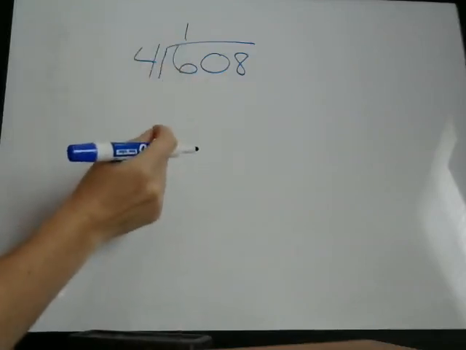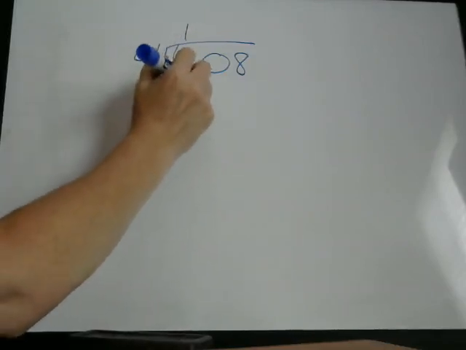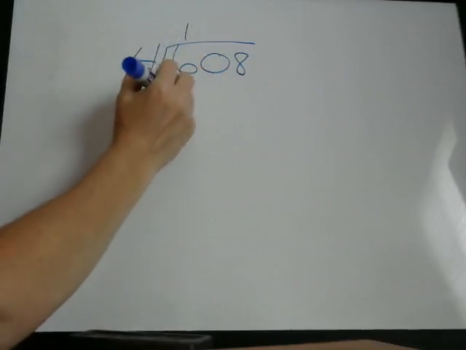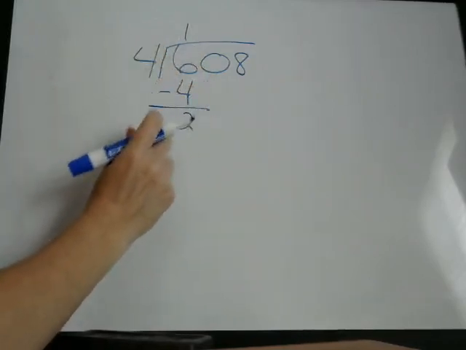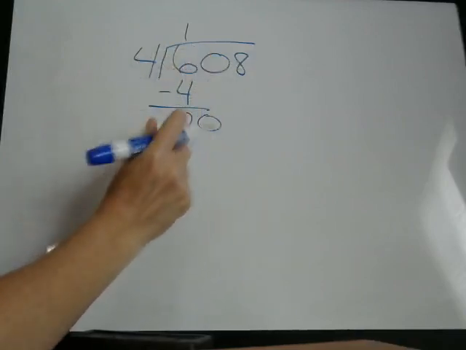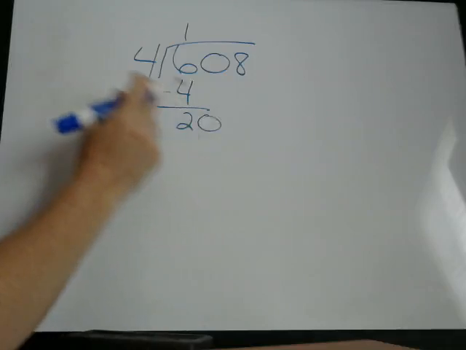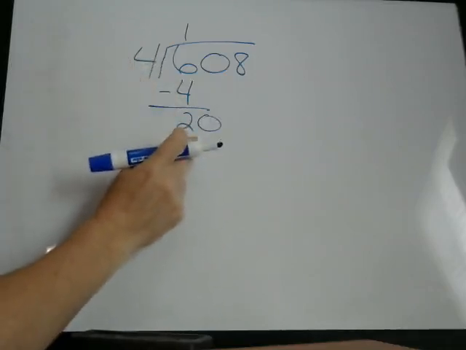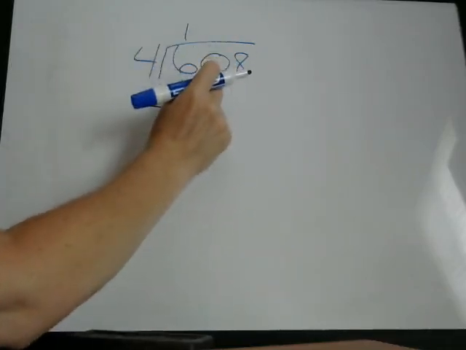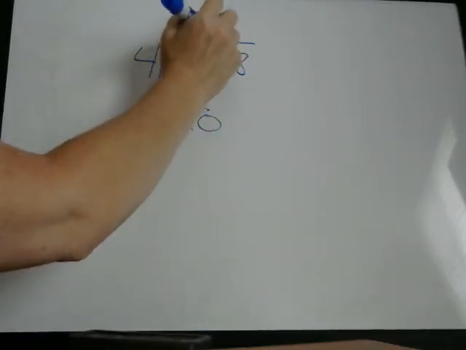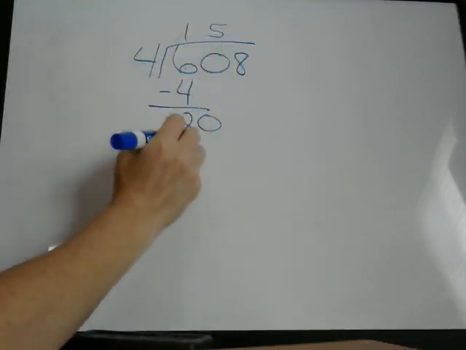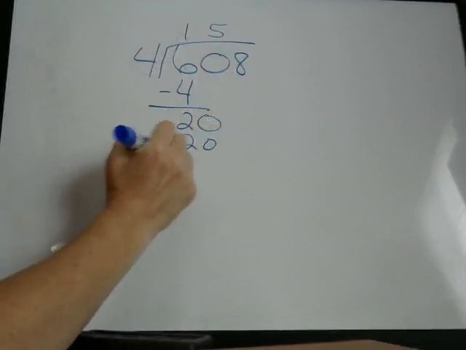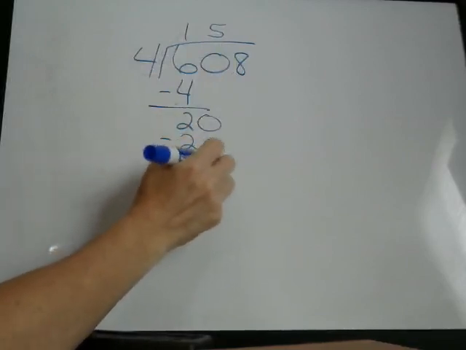Then we do a multiplication, just like before. 1 times 4, we write that number down, is 4, and we do a subtraction. 6 minus 4 is 2. Then we bring a number down, which happens to be 0 in this case. How many times does 4 go into 20? Well, it goes 5 times. So above the 0, we're going to write 5. Again, multiplication. 5 times 4 is 20. We write that number down and do a subtraction. 20 minus 20 is 0.